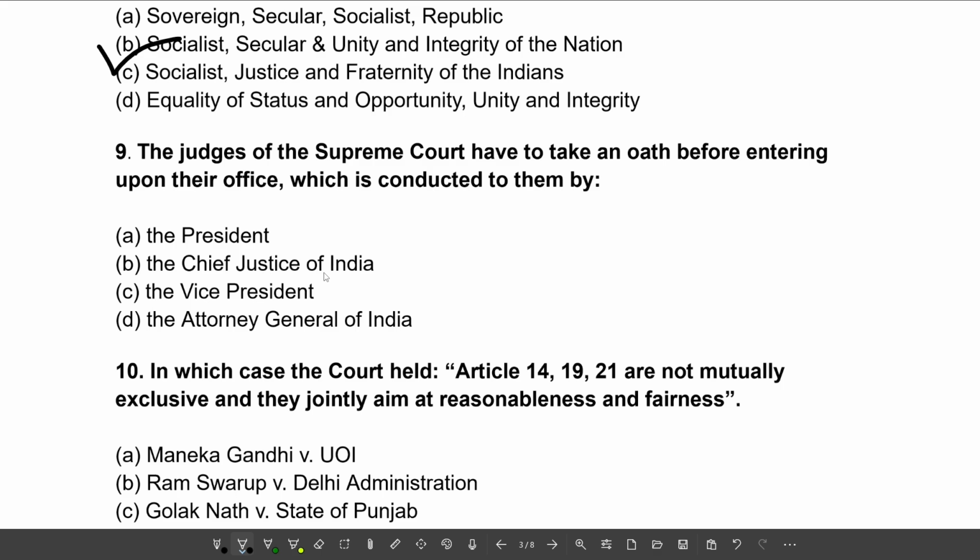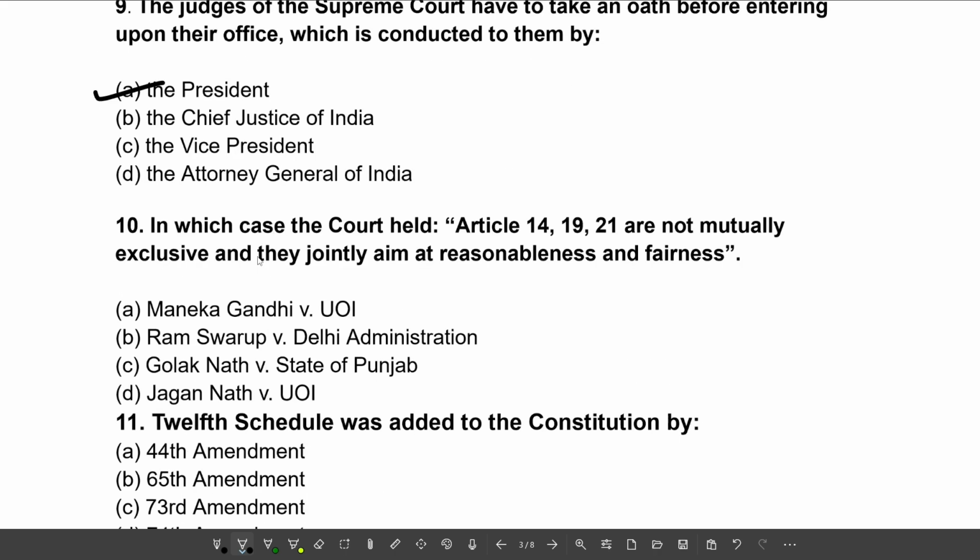Next question. The judges of the Supreme Court have to take an oath before entering upon their office, which is administered to them by option A, the President; option B, the Chief Justice of India; option C, the Vice President; and D, the Attorney General of India. So the correct option will be option A, the President.